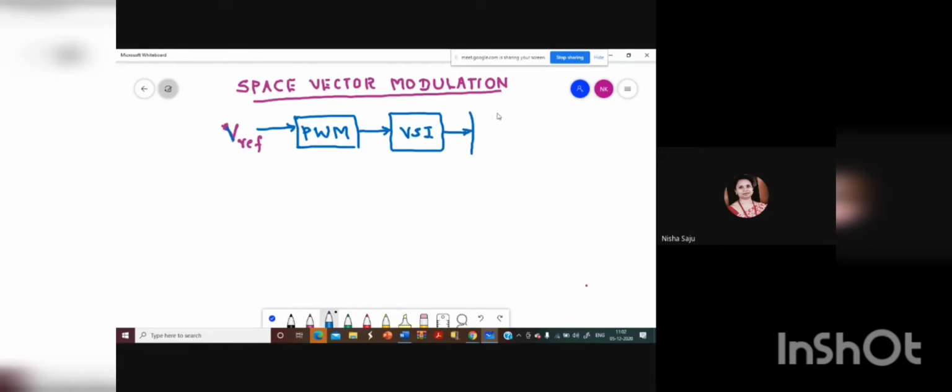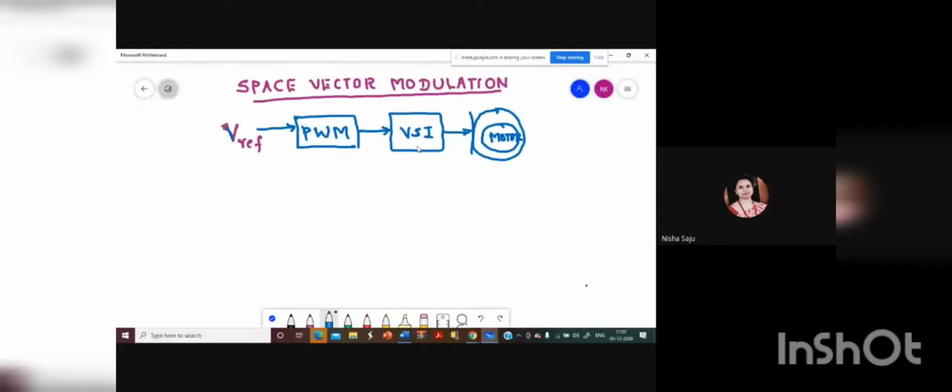If you want, you can draw it like this. You can have a motor like this. So our ultimate aim is to develop the reference voltage. You will have a PWM feeding the voltage source inverter. As you know, you have different switches, power semiconductor switches. You can have IGBT, MOSFET, or anything.